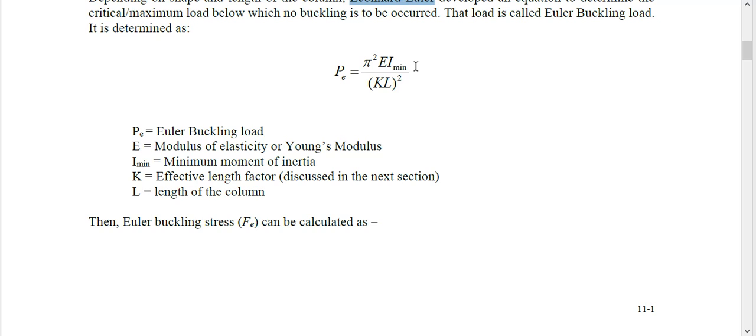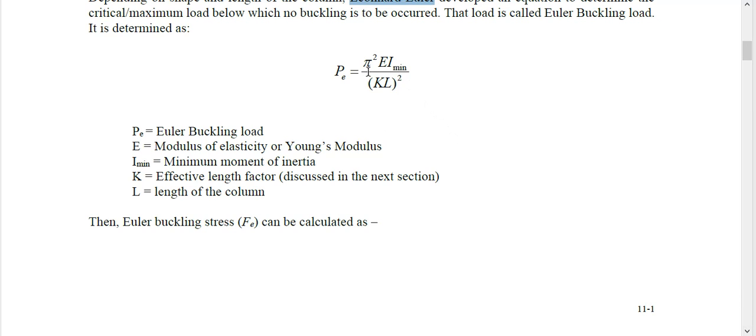Why minimum? Because whichever axis has the lowest I, the column will buckle about that axis. So that is why we need I minimum. I will talk about this more. Okay, so what is KL? L means the length of the column. Why K? K is called the effective length factor. That means it will tell us what portion of the column length will contribute to the buckling. That is called effective length factor. So I will discuss every item more.